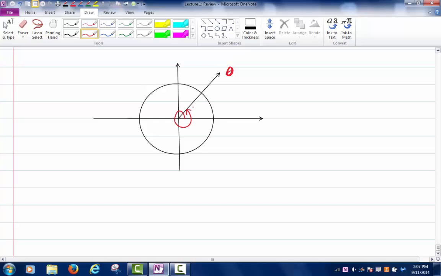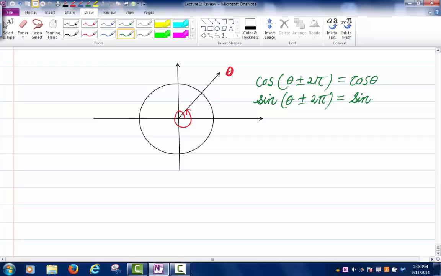So my point is I get the same terminal point, so the value of cosine theta plus or minus 2 pi is what? Cosine theta. The value of sine theta plus or minus 2 pi is sine theta. You agree with that? Just because they have the same terminal sides.